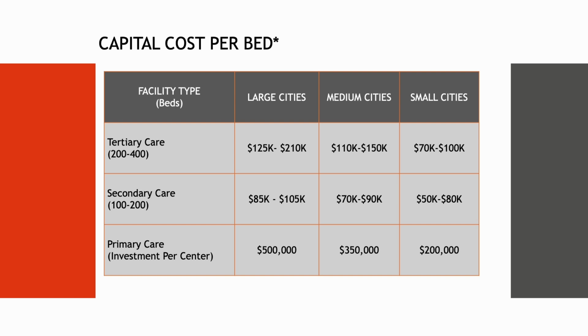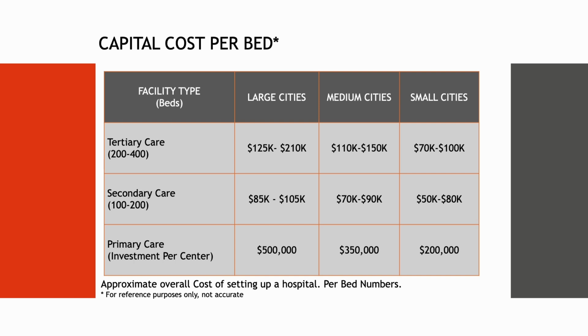If you were to set up a similar tertiary care in a tier 2 city, a medium-sized city, that would be between $110,000 to about $150,000 per bed. And if it's a much smaller city, I would expect this to be between $70,000 and $100,000. If you set up a secondary care hospital, so let's say between 100 and 200 beds, in a large city, your overall capital cost per bed would be approximately $85,000 to $105,000, a medium city between $70,000 to $90,000, and a smaller city between $50,000 and $80,000 per bed.